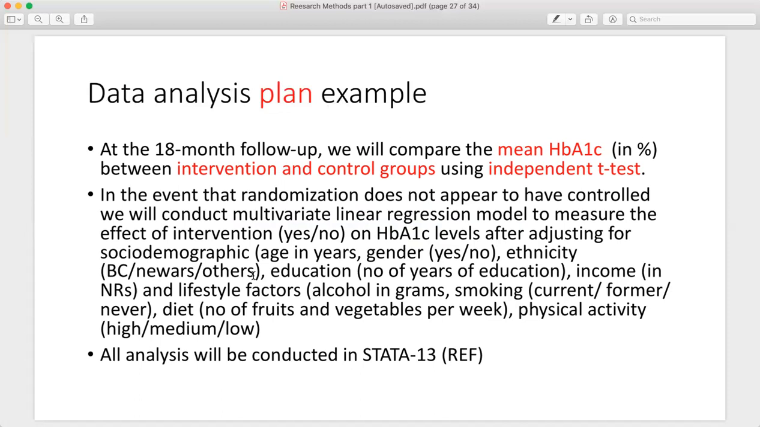But sometimes, scientifically, it makes more sense to categorize a variable. For example, BMI. It makes much more sense to categorize BMI as normal weight or overweight or obesity rather than just using it as a continuous variable. But even in that situation, if you are adjusting for BMI, I would still suggest you use a continuous variable. But if BMI is your dependent variable or independent variable, then you might want to think about whether you would want to categorize it in a scientifically meaningful way. And then we also mention what statistical software we are using and then give the reference. So here we're using Stata 13.